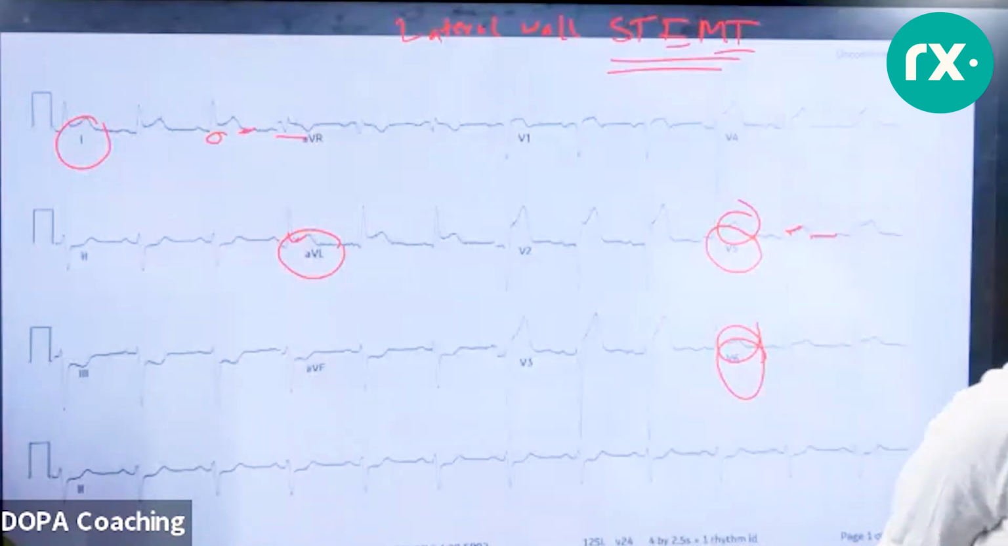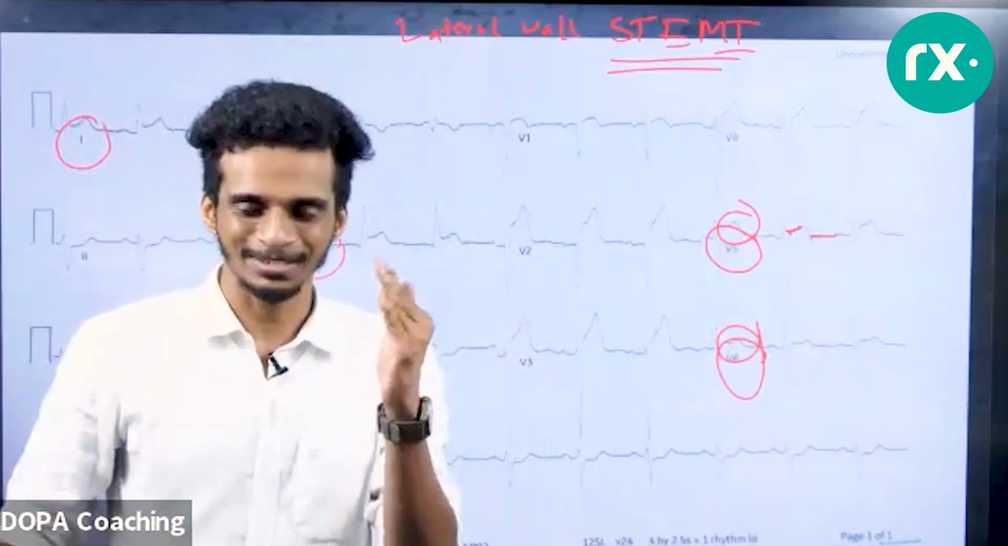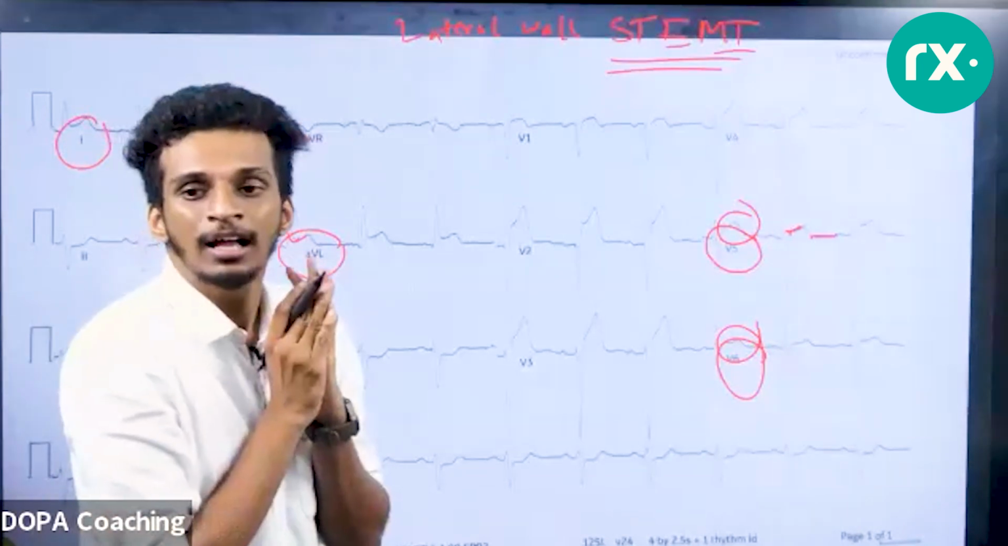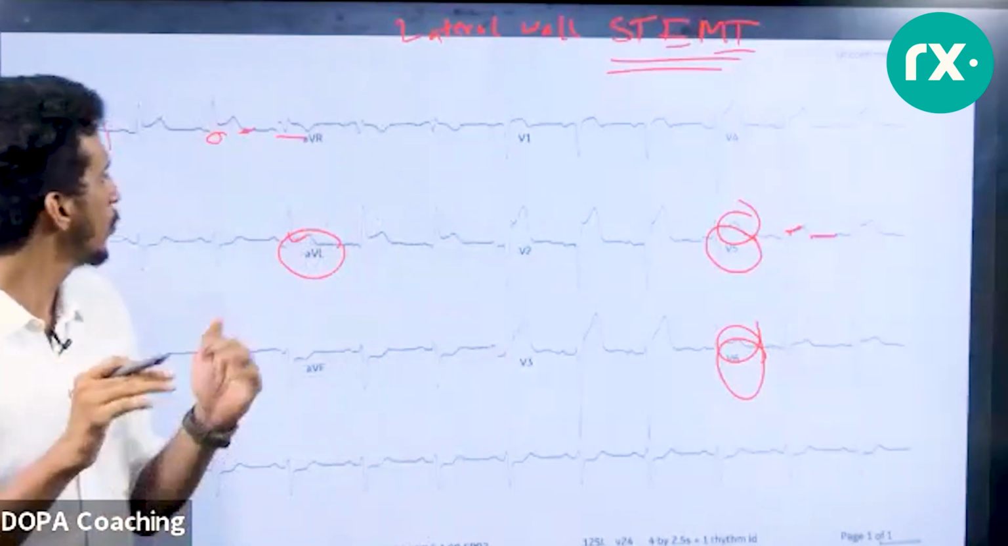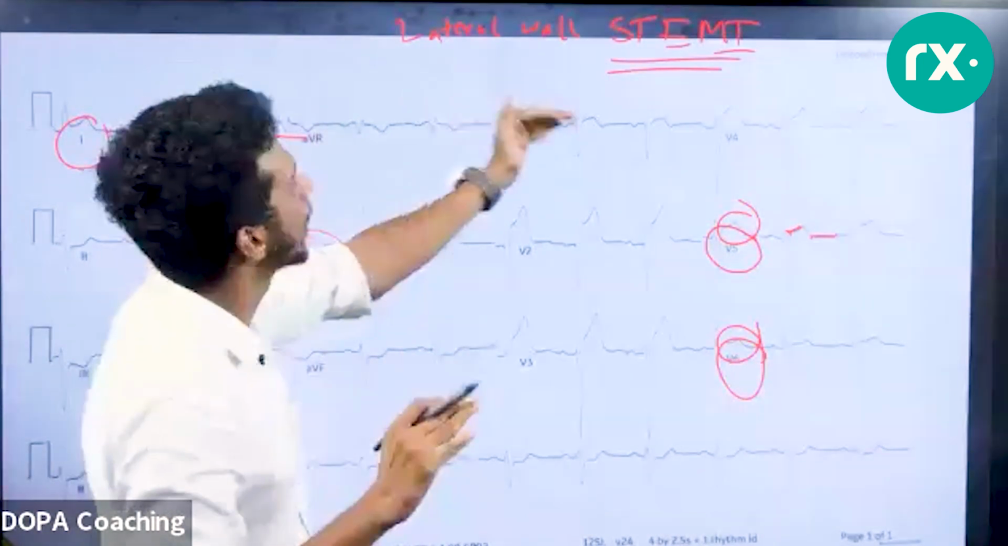Okay, you need to refer. So I'll come on to the questions later, but just let me finish the basics. Okay, so that's how this is the lateral wall STEMI. Now, before going further, I'll just see the inferior leads and the anterior leads.